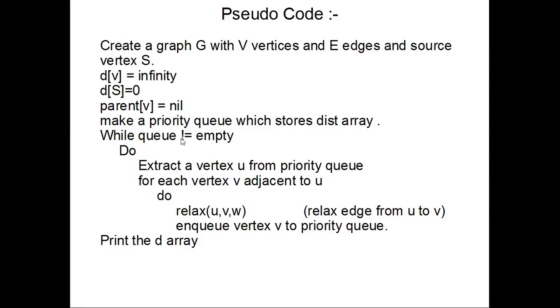While queue does not become empty, we will extract the vertex with minimum distance from source. Then we will check all its neighbors and relax them, and put them in priority queue. This relax function will keep on updating the distance array. In the end, we will print the D array, which stores the minimum distance of each vertex from source.